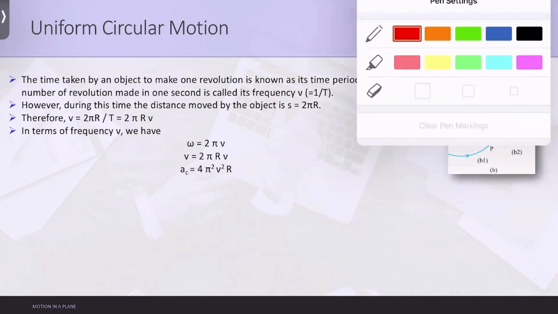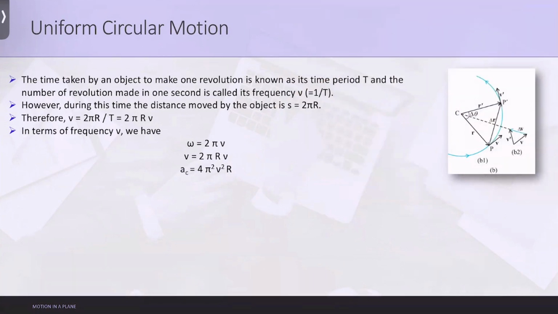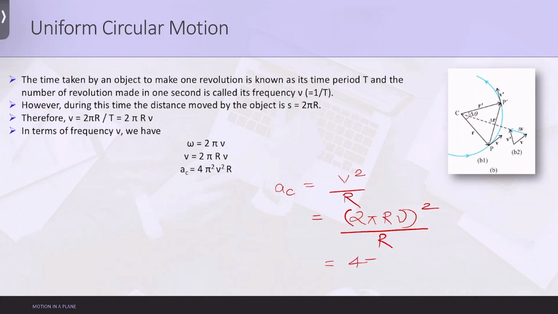Now using all these relations again, what can we obtain? We can obtain the value of acceleration, which is nothing but V square upon r. What is the value of V? It is (2 pi r nu) whole square by r. So it is equal to 4 pi square, r square by r will give you r only, nu square r. So that is the acceleration value in terms of frequency. Okay, fine.